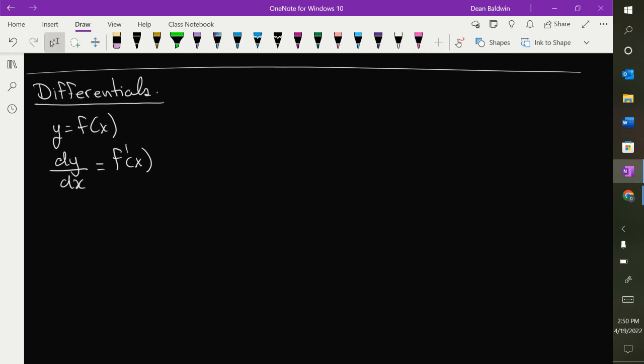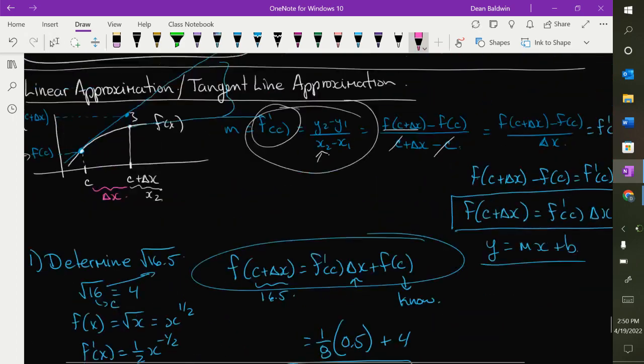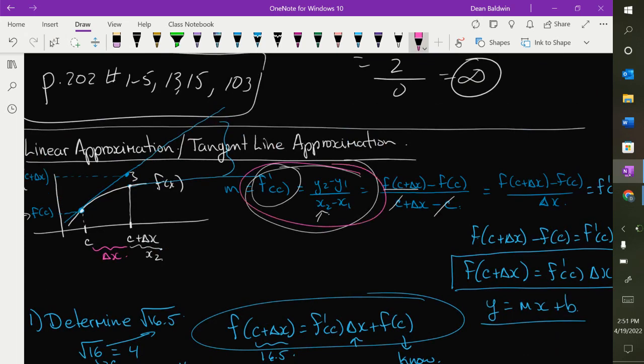Now, just to show that this is the same as linear approximation, I'm going to go off on a little tangent here. I can say f prime, like we saw on the other side, is the slope, which is y2 minus y1 over x2 minus x1. And then I could continue, because that is this statement right here, and then we could follow this to get to this formula here. Okay, I'm not going to do that.